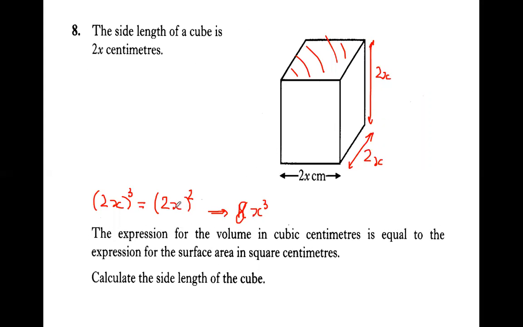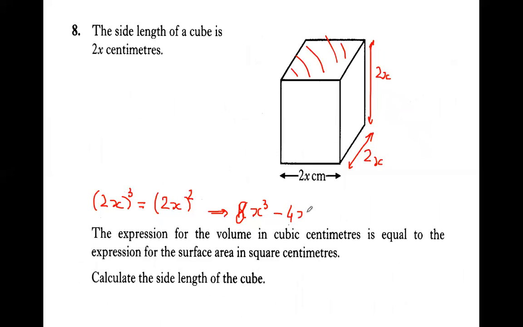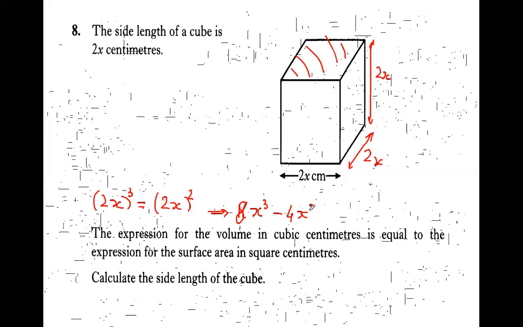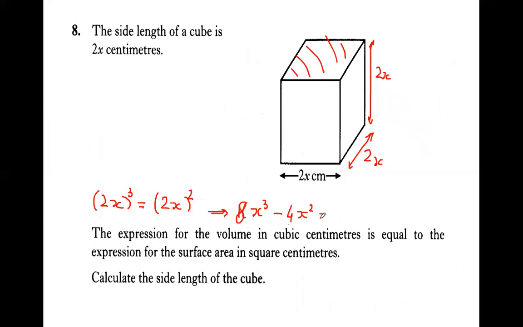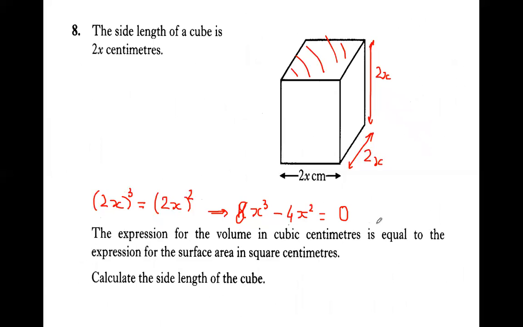If I want to move 4x squared to that side, it just becomes minus 4x squared, yeah? Now you can solve it. And that is equal to, if I take away 2x squared from each side, 2x squared minus 2x squared is just 0. Do you agree? Yeah. Now that we've got that, we've got to factorize.